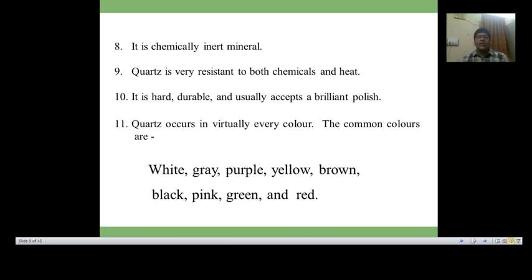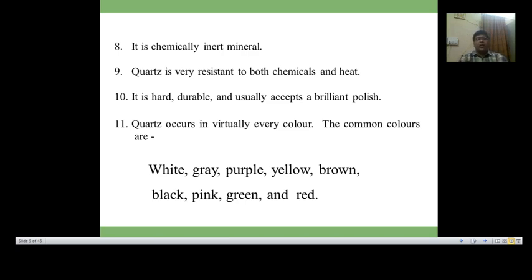Quartz is very resistant to both chemicals and heat. It is resistant to the chemicals that we have studied, and is known as an inert material. It is resistant to heat as silica has a high melting point, around 1710 degrees Celsius. It can resist a high amount of heat, so it is very resistant to both chemicals and heat.